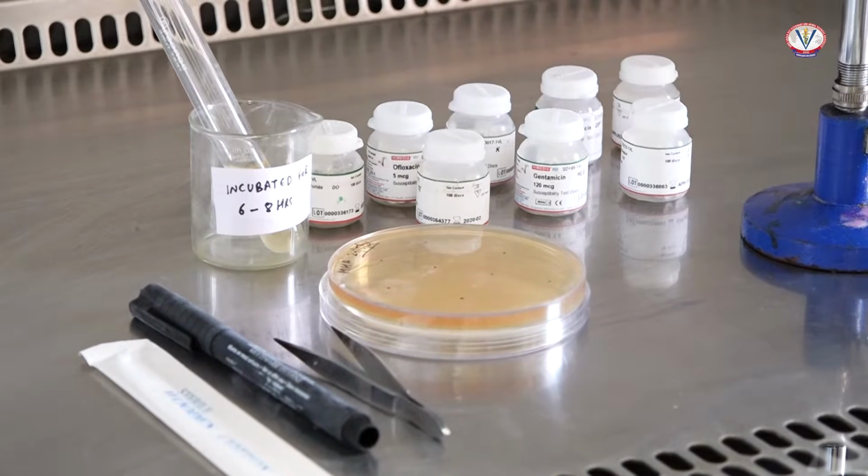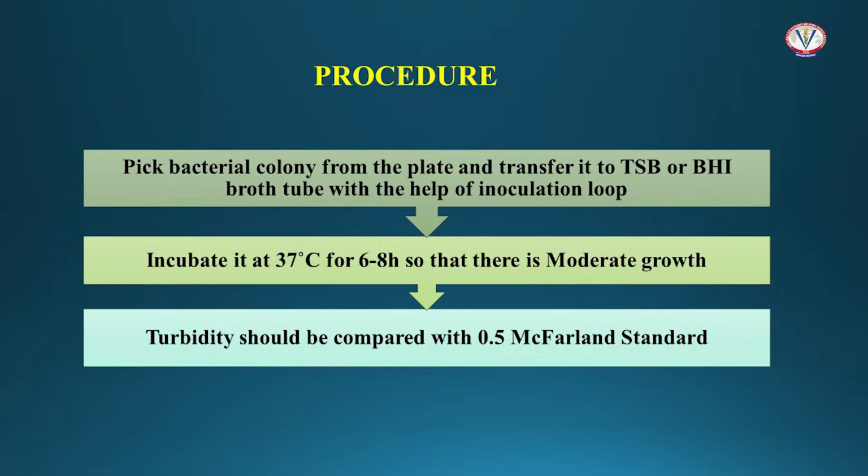The procedure. So in this test, we pick the colony from the pure growth of bacterial isolate and transfer them to a trypticase soya broth or BHI broth with the help of an inoculation loop and incubate it at 37 degrees centigrade for 6 to 8 hours so that we get moderate turbidity. Now we have to compare this turbidity with the turbidity standard, that is barium sulfate standard, and 0.5 McFarland tube is considered as optimal and it indicates the optimal growth of bacteria.